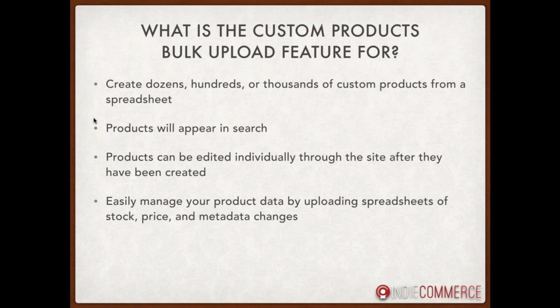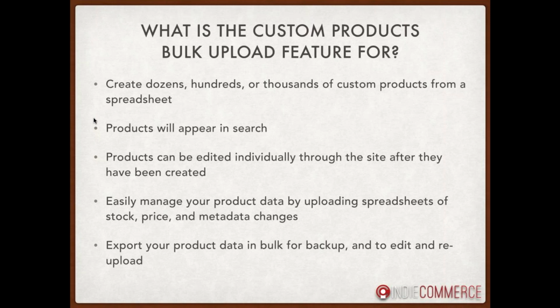However, you can also continue to manage your product data by re-uploading spreadsheets. So you can change stock information, you can change pricing information, and you can continue to make updates to the metadata. So that means the title, the description, the image of the product. You basically have the choice to edit by hand, edit by spreadsheet, or both, whatever is more convenient for you at any given time. This feature also allows you to export your product data in bulk for backup. So if you want to download all of the products on your website and keep a copy, you can do that. It also allows you to make edits to existing products and then re-upload in order to make changes in bulk to a large number of products at once.